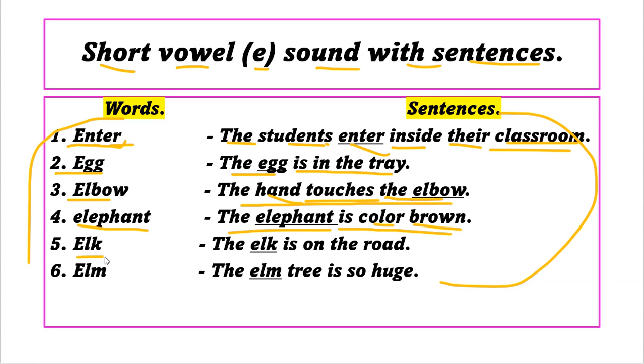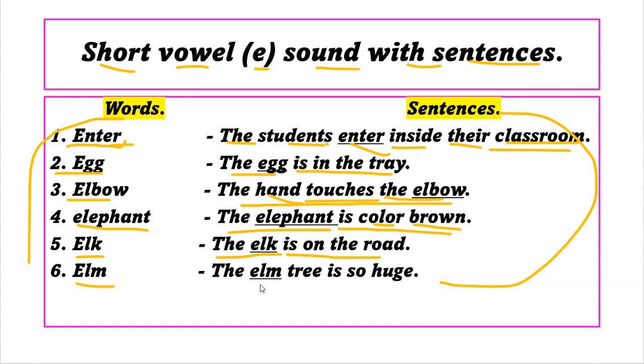So elk. Okay, so another type of deer, reindeer. So elk. It has a long horn like a tree, like tree or plants, or branch of tree. So that is the type of horn that the elk has. So the elk is on the road. In my previous picture, the elk was walking on the road. So the elk is on the road.